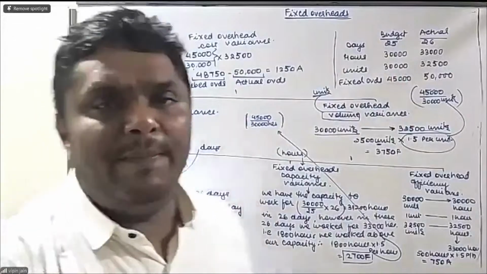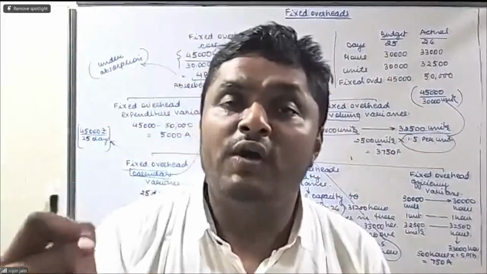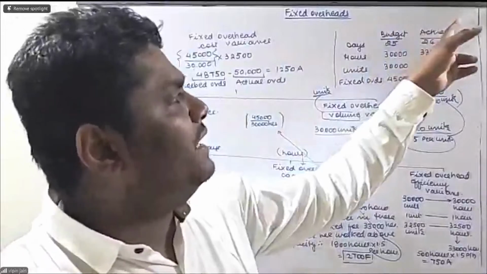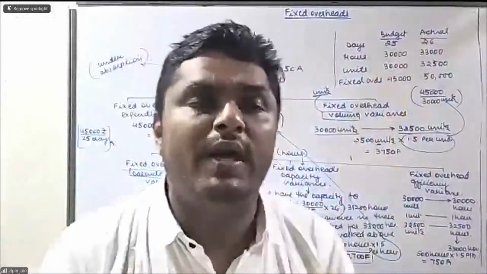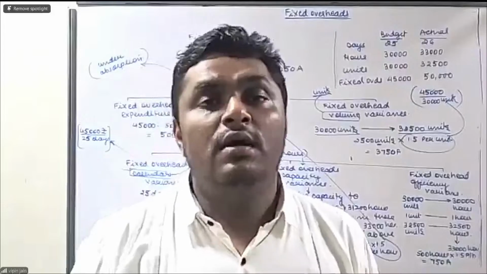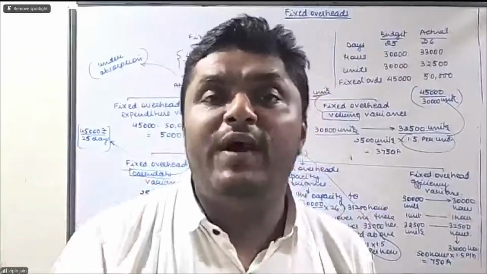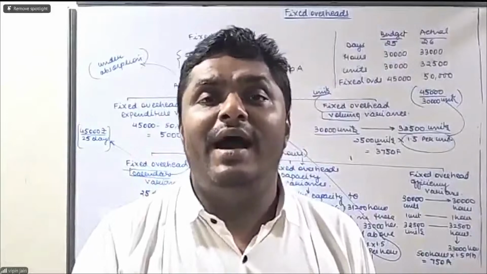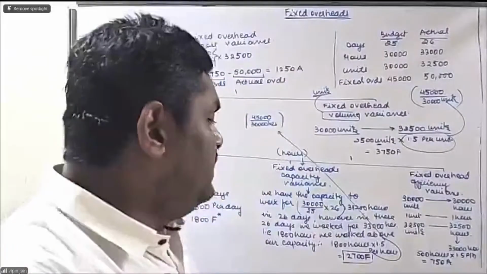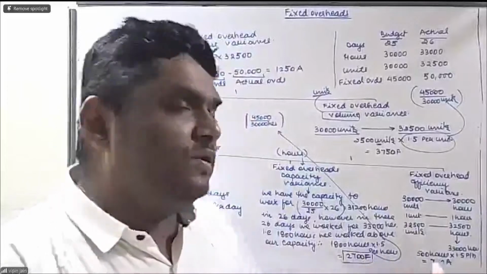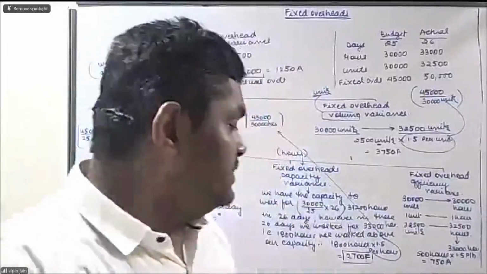When talking about capacity variance, what was our capacity? 30,000 hours in 25 days. So in 26 days, how much was our capacity? We had a capacity of 31,200 hours. But we actually worked for how many hours? 33,000 hours, which means 1,800 hours we worked above our capacity. It's a good sign for the company, multiplied by the rate per hour since it is hours. So this will be favorable.